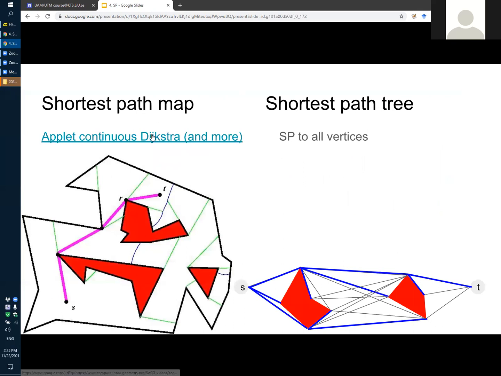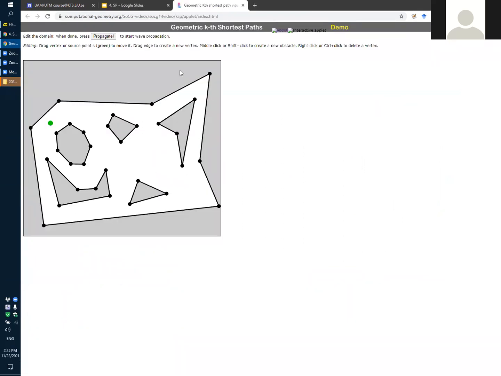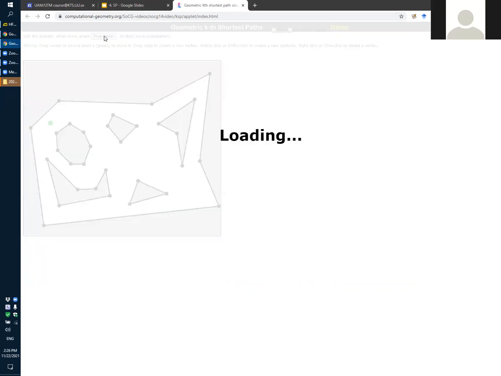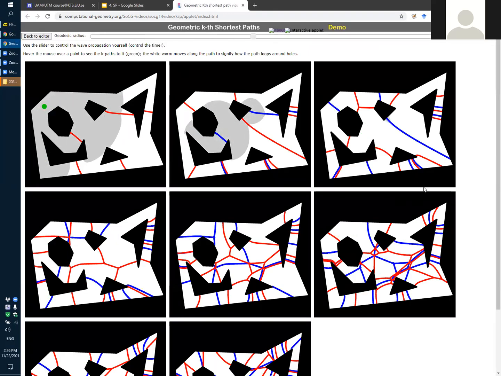On the other hand, if we speak about shortest paths in polygonal domains, this Dijkstra algorithm and wave propagation has a very specific meaning. And here I'm referring to an applet. You have the link from the slides, but I also make a note to add the link from the web page. So here you have a polygonal domain, and you have the starting point, the point S, and you click propagate. These shaded regions are obstacles, and you can see how the wave propagates from S. There are many images on this web page, and I'll show you.